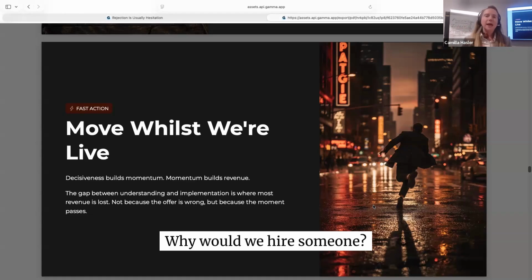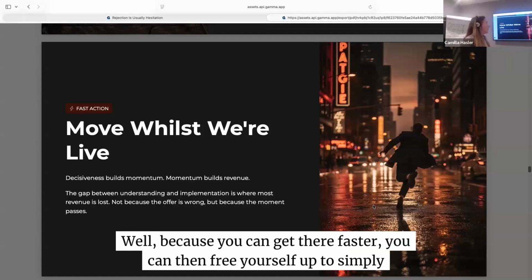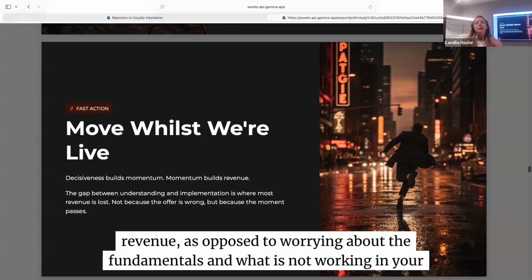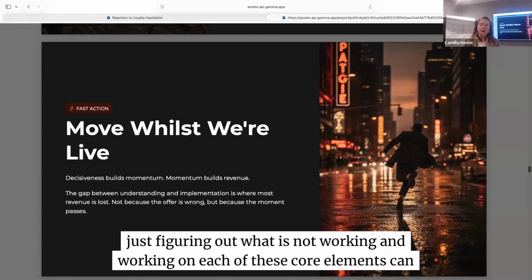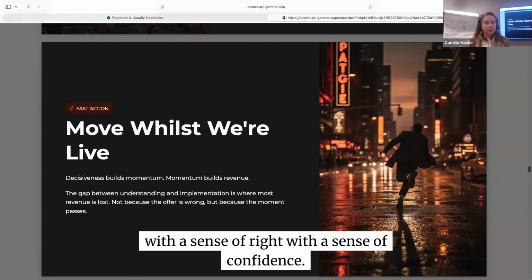Why would we hire someone to help us do this more effectively? Because you can get there faster. You can then free yourself up to simply develop those client relationships, build that pipeline and that revenue, as opposed to worrying about the fundamentals and what is not working in your current pitch and your current offering. And trust me, just figuring out what is not working and working on each of these core elements can take significant time if it is not addressed in strategic ways and with a sense of confidence.